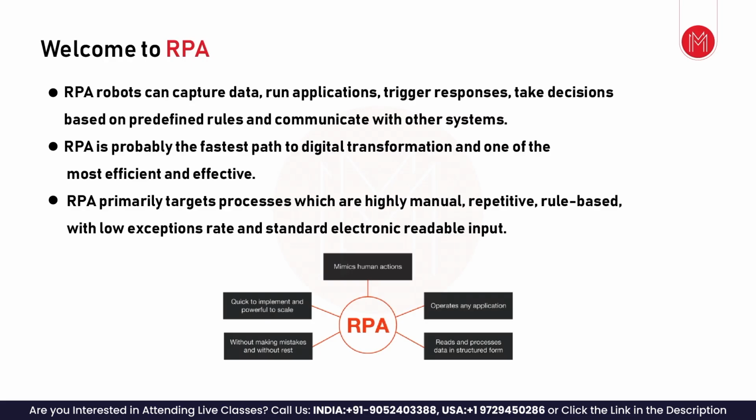Next thing is quick to implement and powerful to scale. For example, you have one robot today and you feel that you are getting multiple requests. You want to make 2 robots, 3 robots, 10 robots. It is very easy, you just have to keep on building robots. It's the same script that the robot is going to be doing. There is nothing new to be done here. You have one robot, you just have to make a copy of that and it becomes the second robot. It is as simple as that.